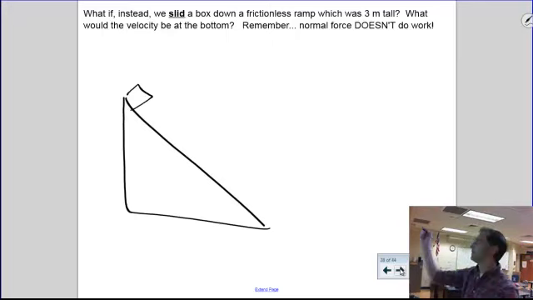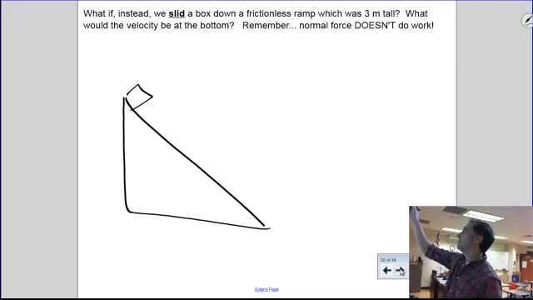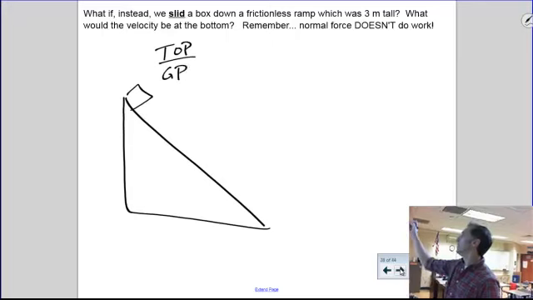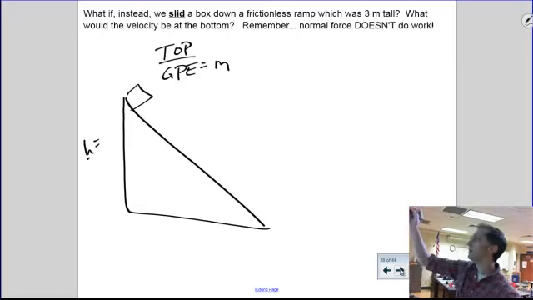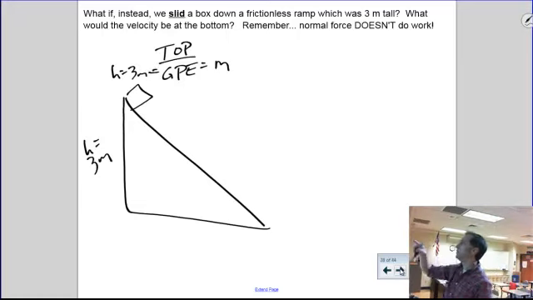Well, it turns out the math would be exactly the same. Because up at the top, our GPE would be the mass of the box times 9.8 times 3 meters. So our GPE would be mass times 9.8 times 3, so you just get 29.4 times m again.